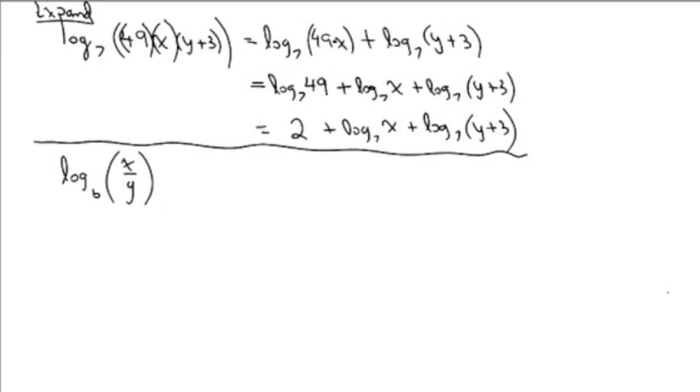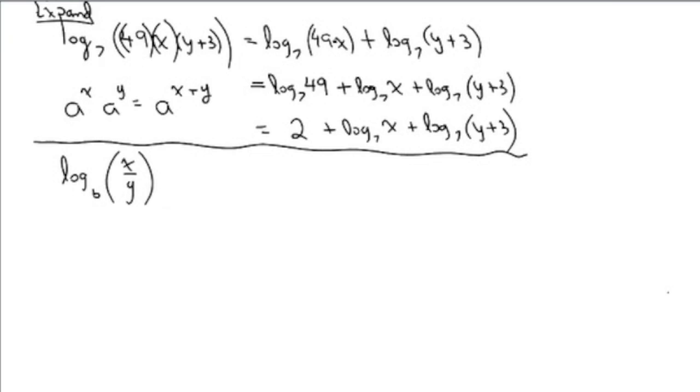Log base b of x over y. Let me give you a little hint. If you have a to the x times a to the y, what happens to the powers? You add them. It becomes a to the x plus y. Remember, logarithms kind of say get rid of the base and just look at the power. So the log of a product becomes the sum of their powers, if you want to think of it that way.